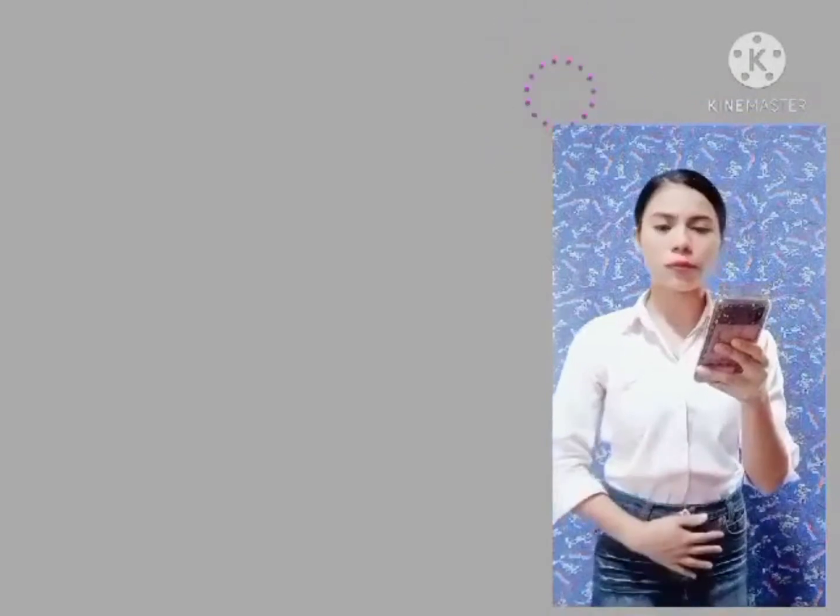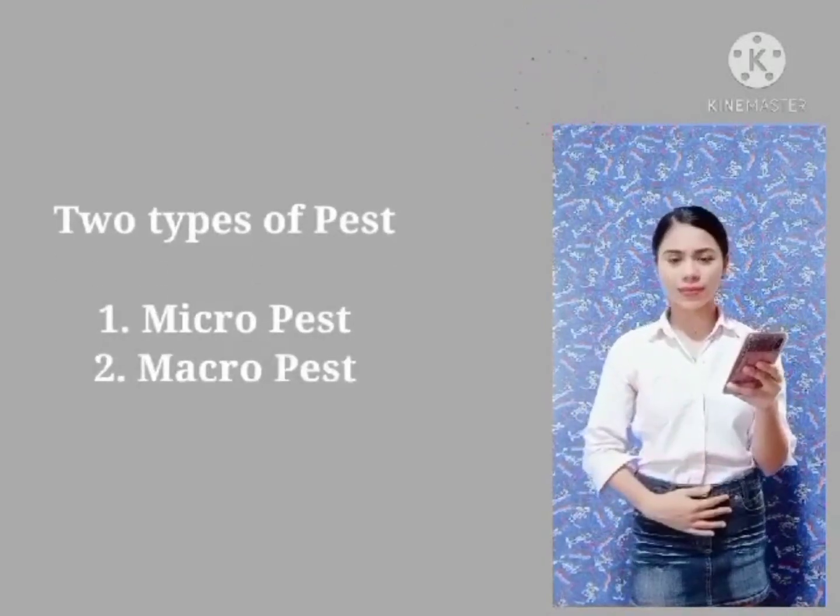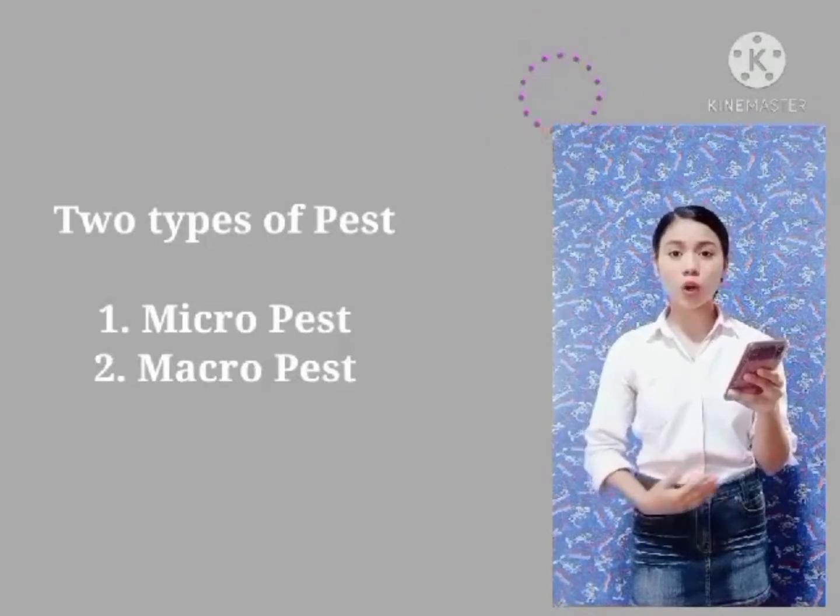There are different types of pests in agriculture, so also there are different methods of pest control in agriculture. There are different types of pests that affect the healthy growth of crops. In this article, they are grouped into two. First, micro pest. Second, macro pest.